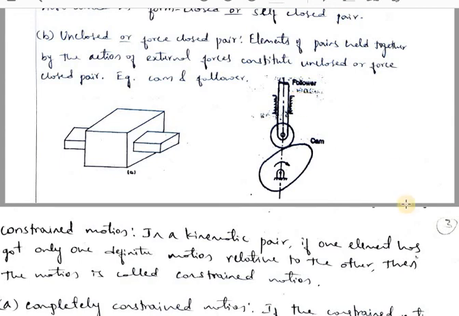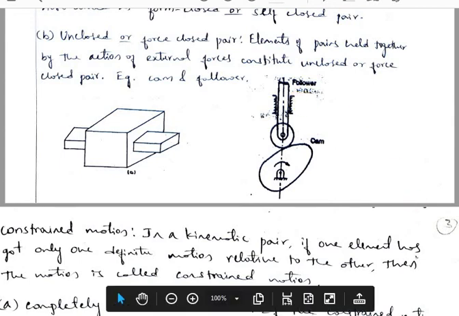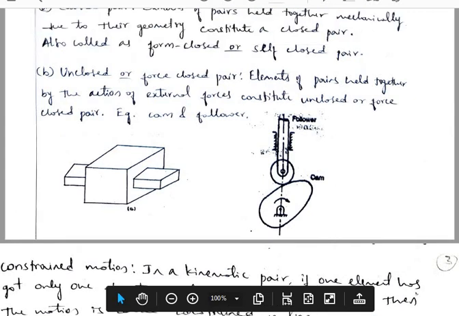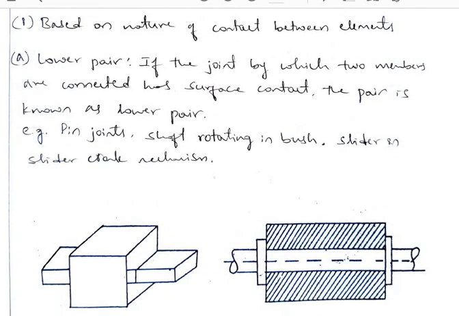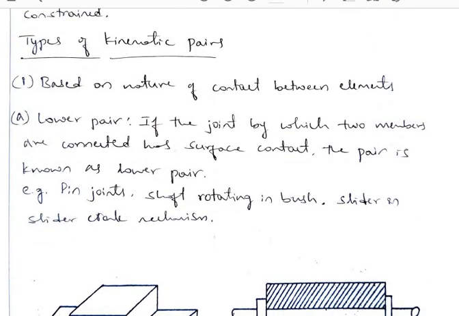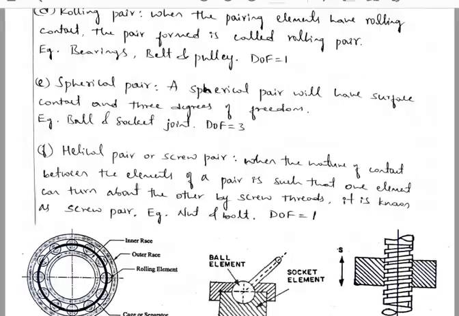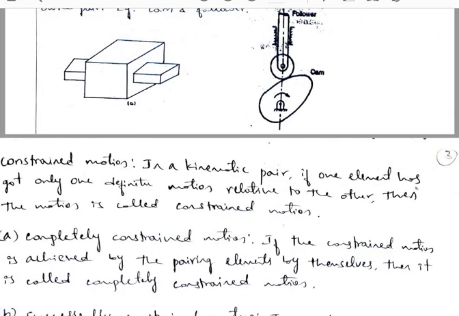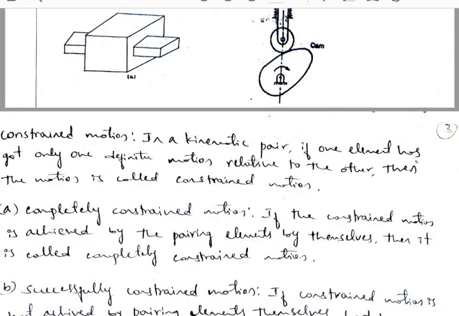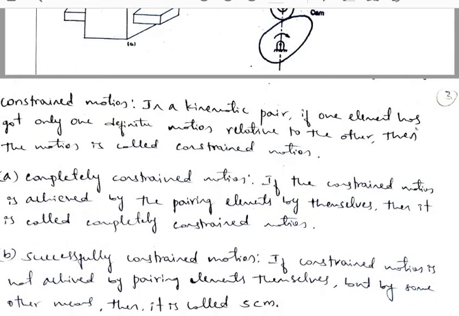So that is all about what we were discussing about the types of kinematic pairs. Now we shall discuss the constrained motion in the next class.